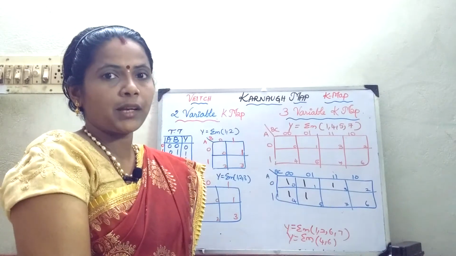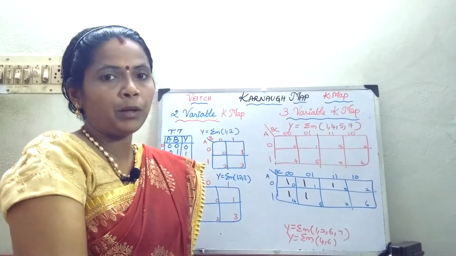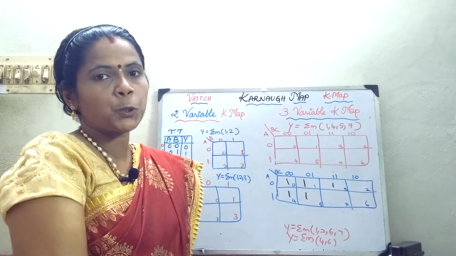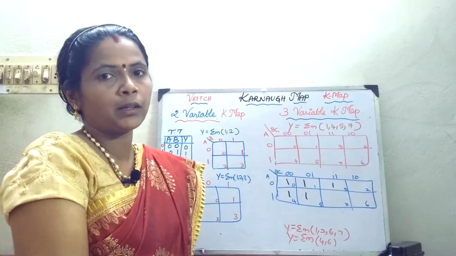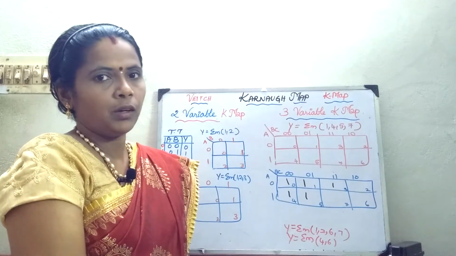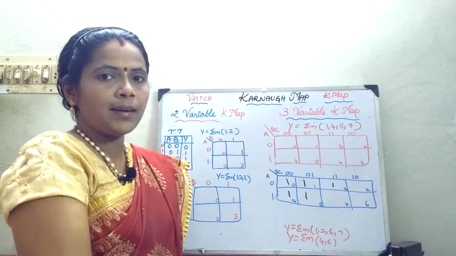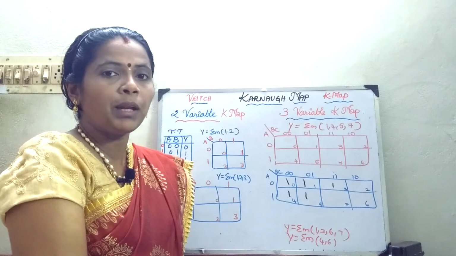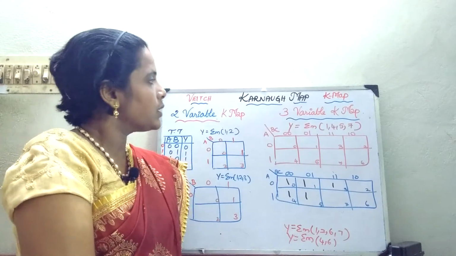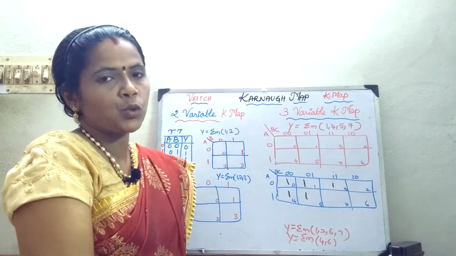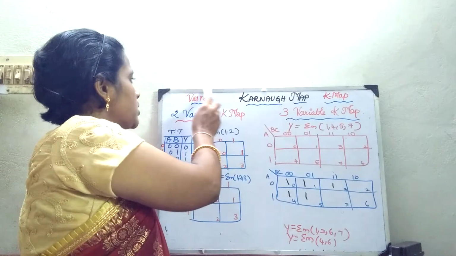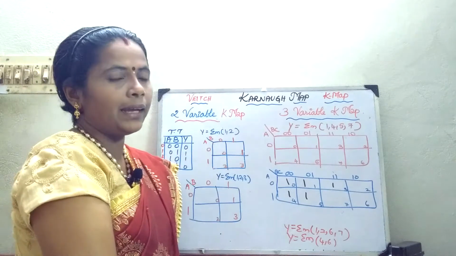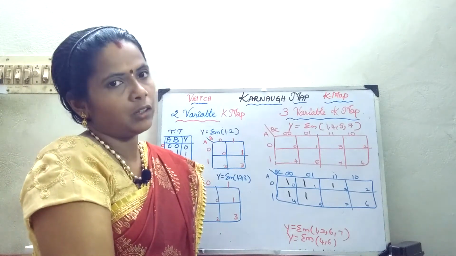In the last session, we saw how to implement the Boolean expression in SOP form, that is sum of product form, and product of sum form, POS form. In today's class, we will see how to implement the K-map, which is designed by Karnaugh. So it is called the Karnaugh map. Initially, it was started by Veitch and it was modified by Karnaugh.